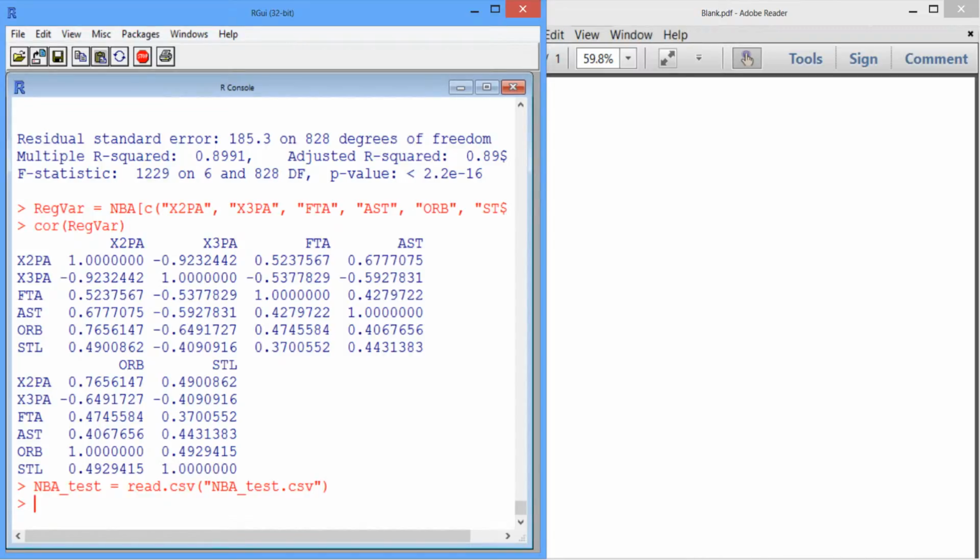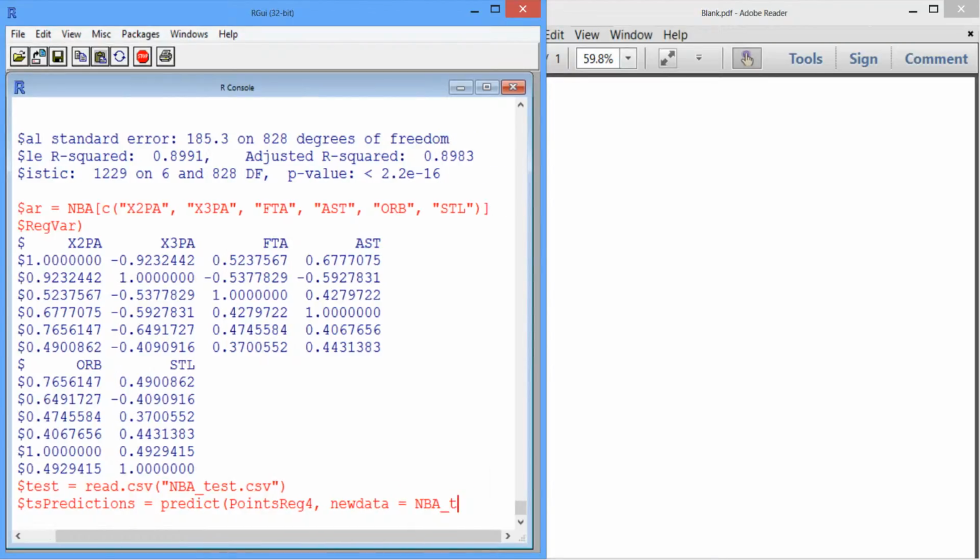All right, so now let's try to predict, using our model that we made in the previous video, how many points we'll see in the 2012-2013 season. Let's call this points prediction. And so we use the predict command here, and we give it the previous model that we made. We'll give it points reg 4, because that was the model we determined at the end to be the best one. And the new data, which is NBA test.